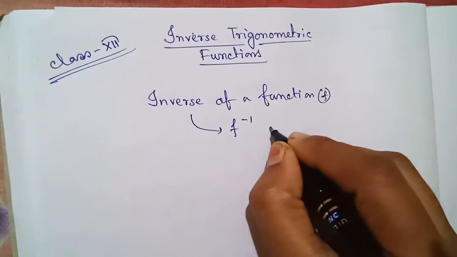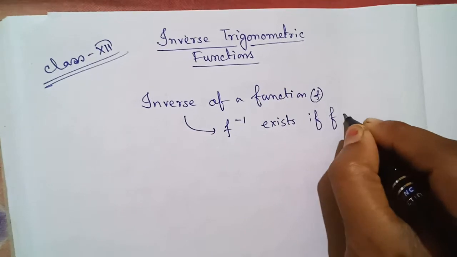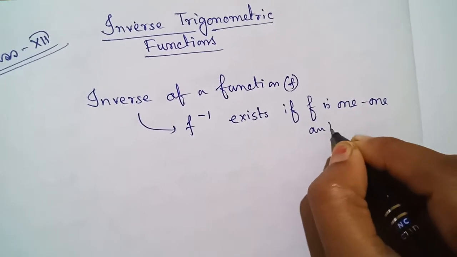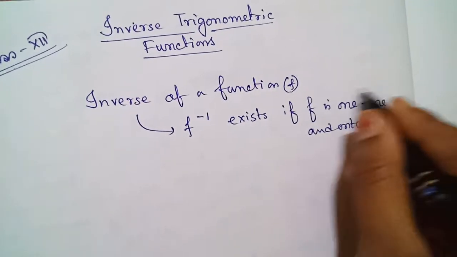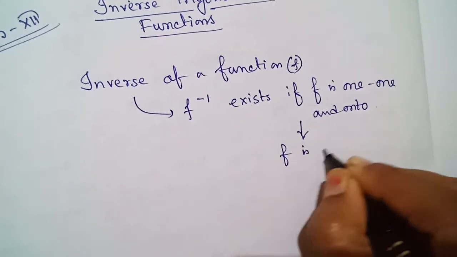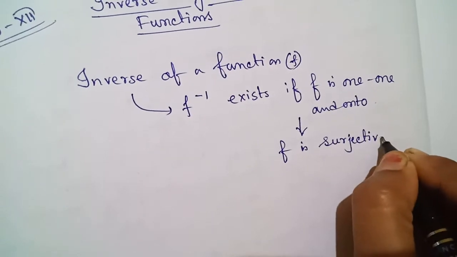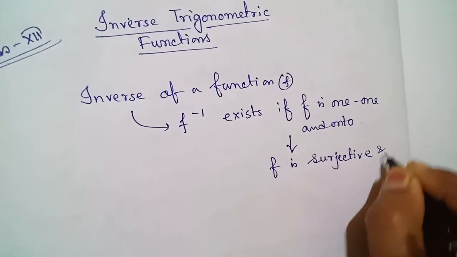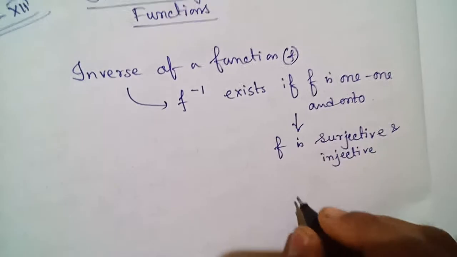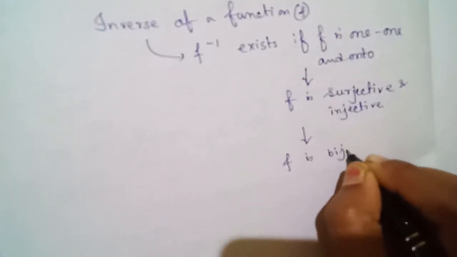Okay, this exists if f is one-one and onto both together. We can say f is surjective and injective. That means we can say f is bijective.